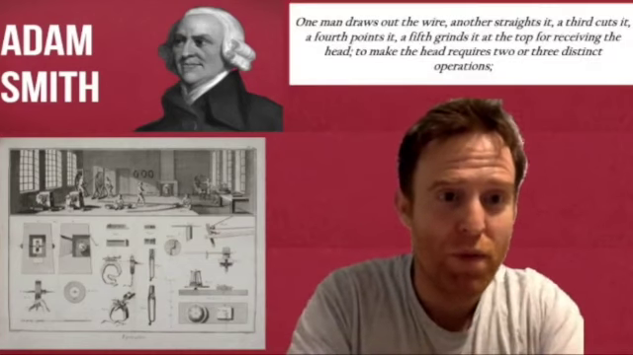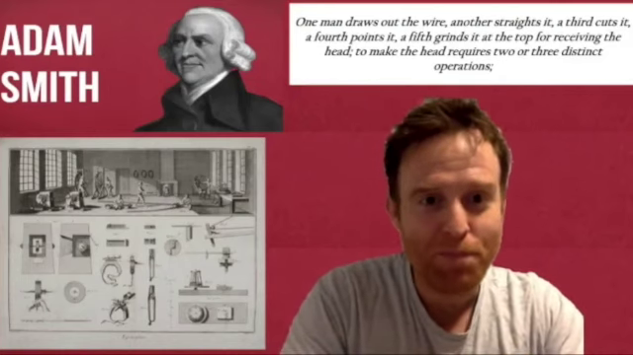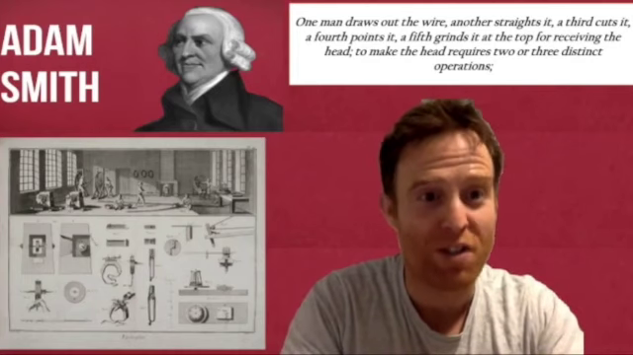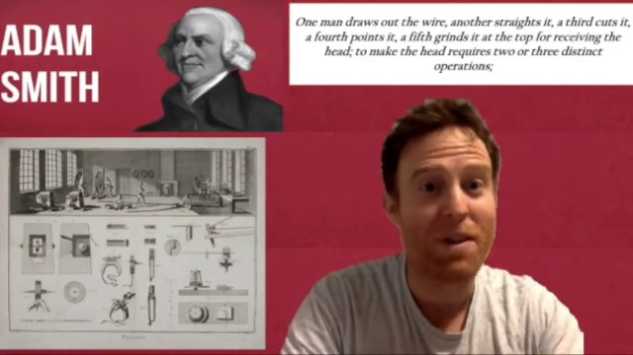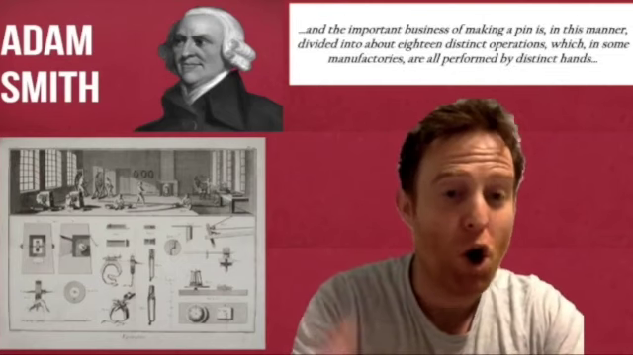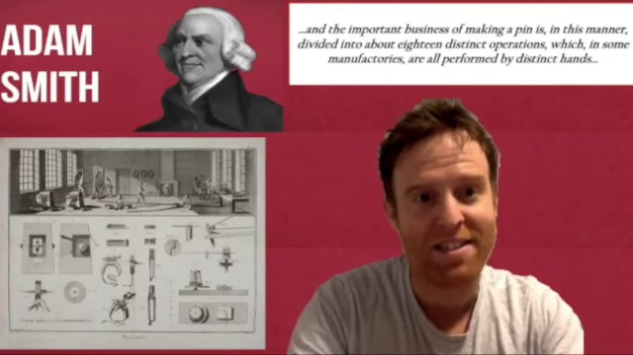So to begin with, this whole idea of a pin: one man draws out the wire, another straightens it, a third cuts it, a fourth points it, a fifth grinds it at the top for receiving the head. To make the head requires 2 or 3 distinct operations. And the important business of making a pin is in this manner divided into about 18 distinct operations.